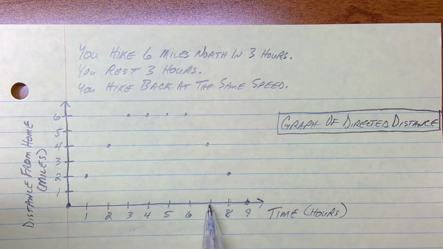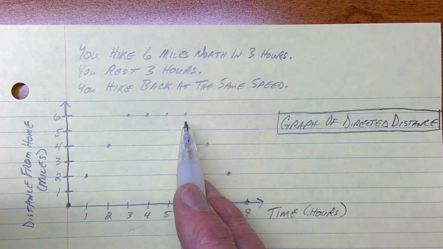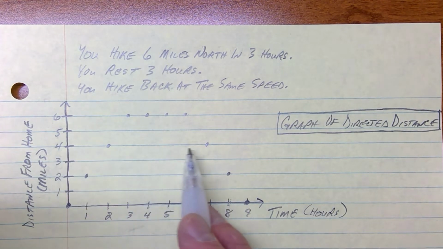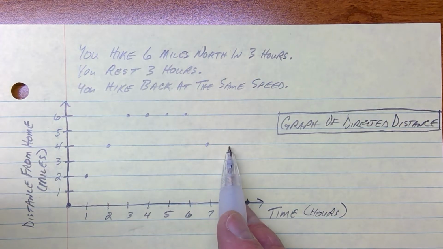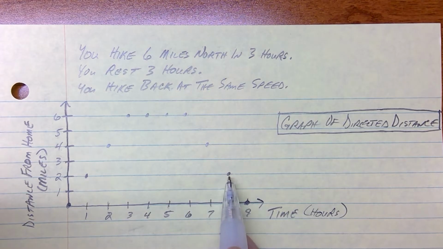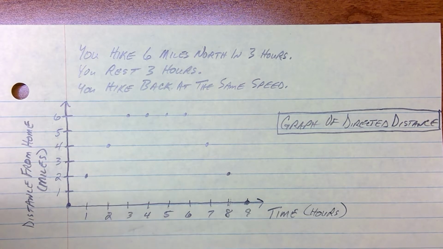So as another hour goes by, I walk 2 miles closer to home. Now I'm only 4 miles away. Another hour goes by, I'm 2 miles closer. Now I'm only 2 miles away from home. And then finally another hour goes by, and I'm 2 miles closer there. I'm back home. All right, let's go ahead and connect those with a line and just see what it looks like.